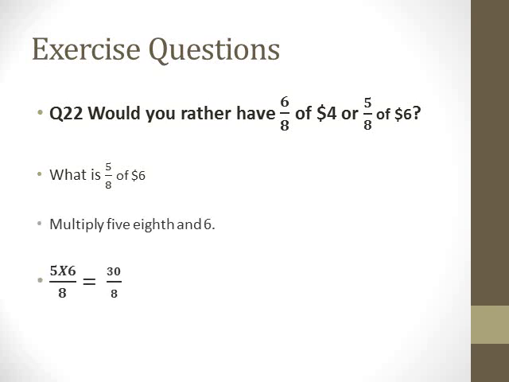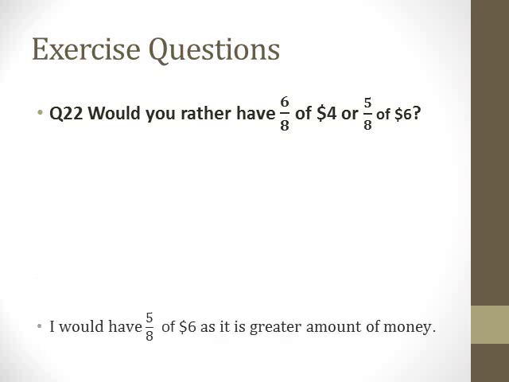You will multiply 5 over 8 by 6. When you multiply 5/8 by 6, only the numerator 5 will be multiplied by 6, and you will write the denominator the same. 8 will be written the same, and 5 multiplied by 6 will give you 30. So it is now 30 over 8. Do you remember the first one? Look here. 6/8 of $4 is 24 over 8, and 5/8 of $6 is 30 over 8.